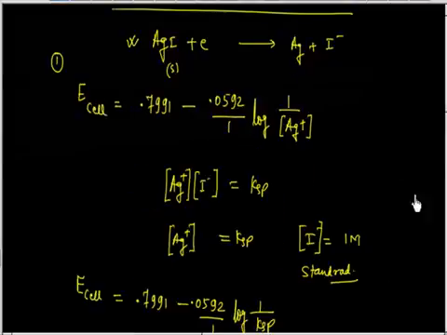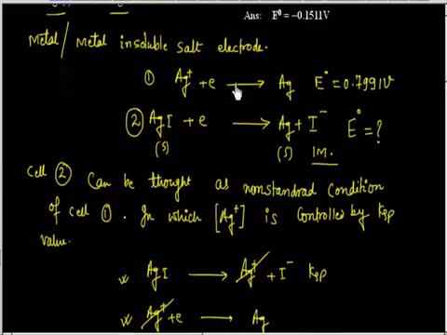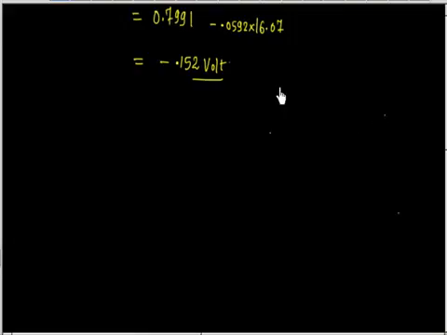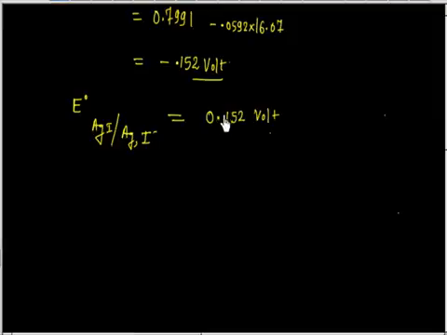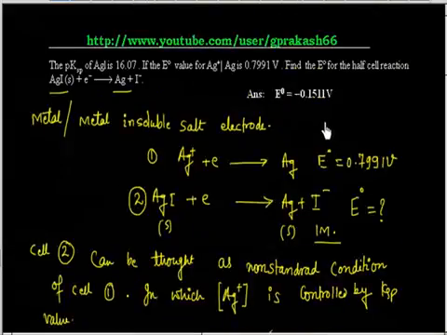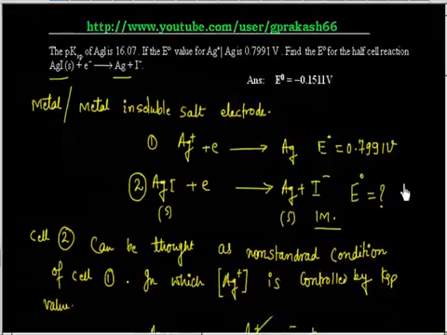Now this is E cell for this cell, but it is E degree for this reaction. Are you getting? So this is the E degree, the same as E degree for the AgI minus cell, and this value is 0.152 volt with a minus sign. Are you getting? So let us check this value: minus 0.152. Same value, approximately the same.